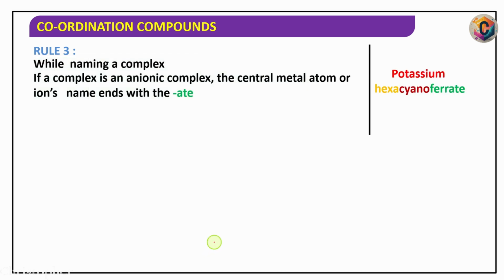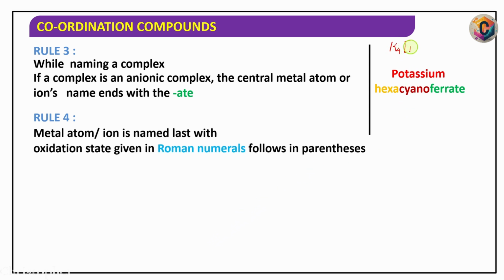Now, consider the complex we have taken: K4[Fe(CN)6]. The first part is our cation part, the second part is our anion part. On this complex we have a negative charge, so the name of the metal should end with ATE. Got it? Now, the foremost thing is to find the oxidation state. So you have to find the oxidation state of the metal.